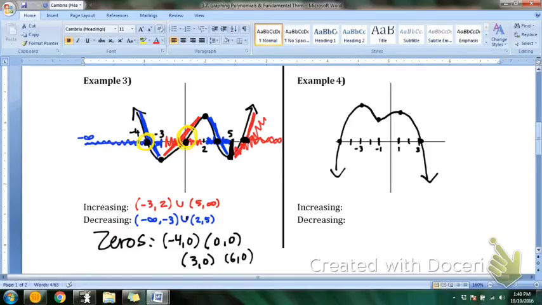You said the numbers don't matter. I'm giving them to you here, so yes, they do matter here. I'll show you on the example we're getting ready to do.